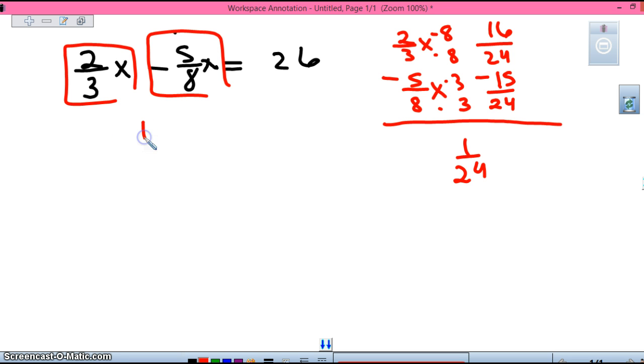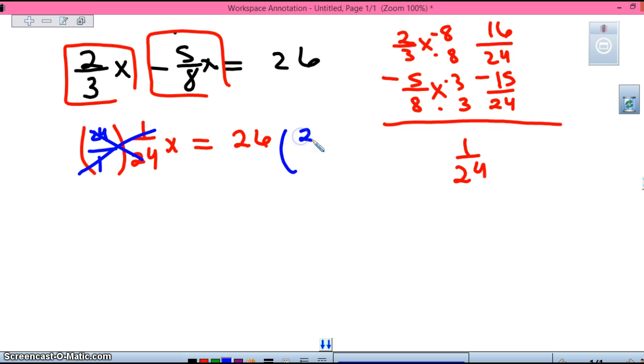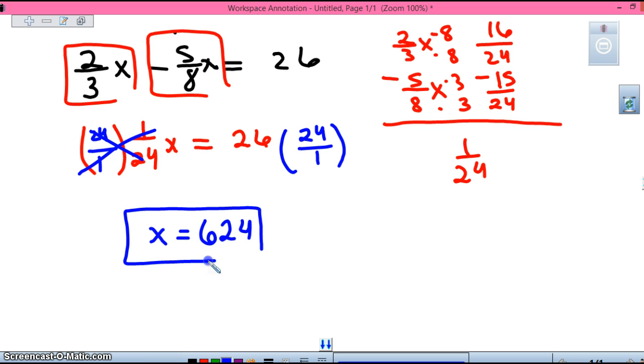That means 1 over 24x equals 26. I have to multiply by the reciprocal, 24 over 1. What you do to one side, you do to the other. And 26 times 24 is 624. So 624 is equal to x. We've got the same answer both ways.